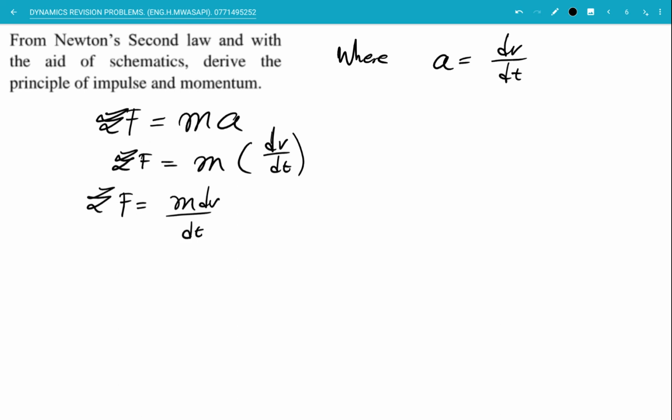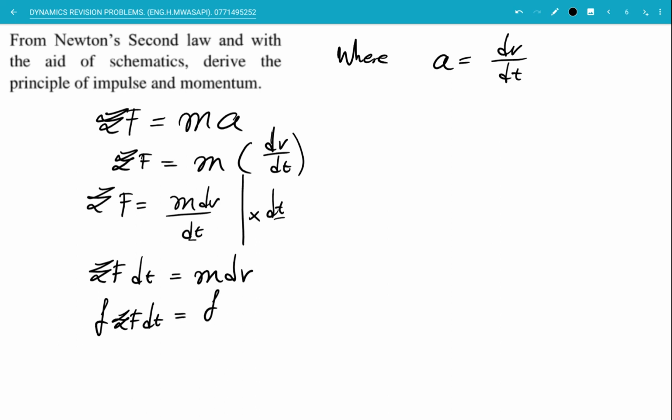Once you reach this point, all you have to do is to multiply throughout the equation by dt. By doing that, you have the summation of all the forces, dt, being equal to, the dt here will cancel out the dt there, and you just have m dv. After that, you will take the integral of the left, so you integrate the summation of the forces, dt, being equal to the integral of m dv.